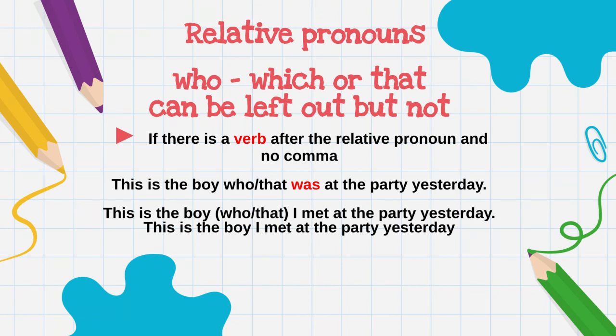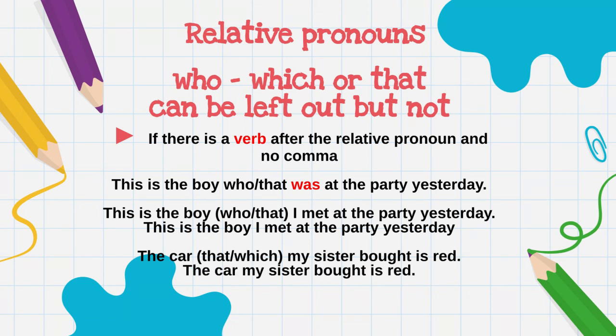And this one, the car that or which my sister bought is red. Both are possible. The car that my sister bought, the car which my sister bought, and the car my sister bought is red. No comma. All are possible. No problem. Remember this for the test, because in the test they will ask you to write down all possibilities. So who, that, and leave out. That, which, and leave out. You have to write them all.